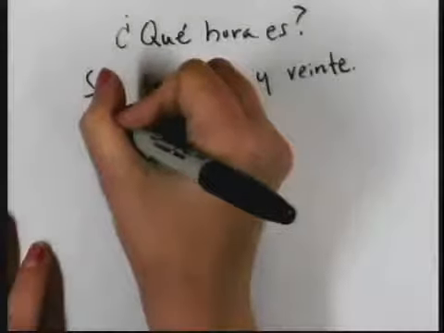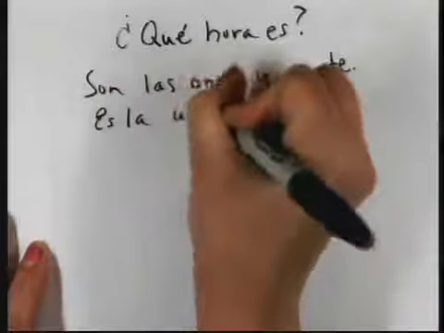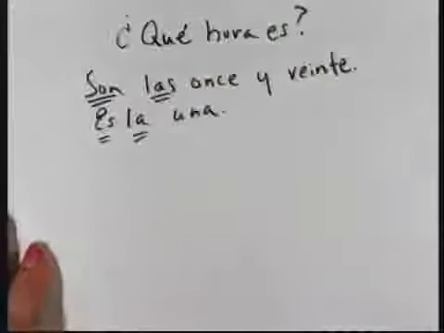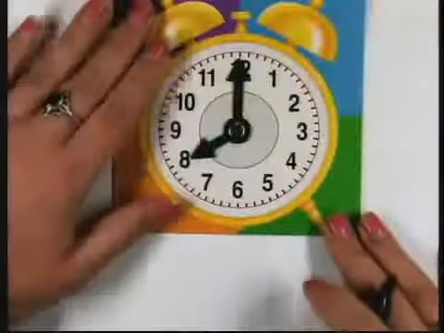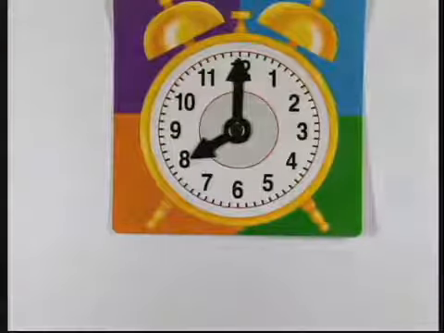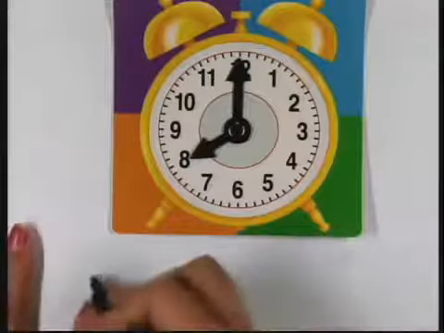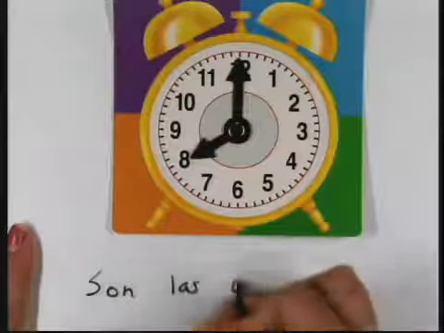It's 11:20. Remember, if it's 1 o'clock, it's es la una. Anything after 1 is son las. Es la, son las. Okay, I'm going to give you some times, and I want you to write down. Un momento. Okay, I'm going to put a time on the clock, and I want you to write the time. Okay, can you write it out?